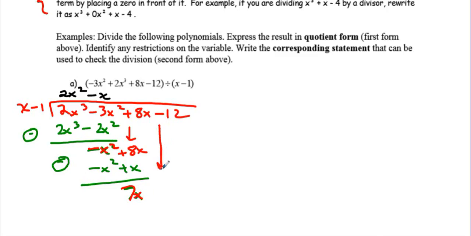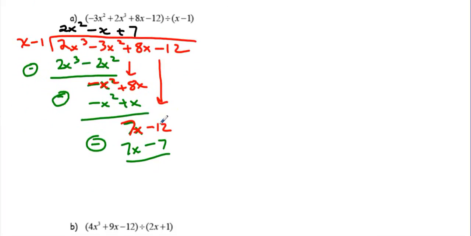I'm going to bring down that minus 12. I'm going to ask myself, what do I have to multiply x by to get 7x? Of course, you know the answer is plus 7. And so when I multiply 7 by x, I get 7x. And when I multiply 7 by negative 1, I get negative 7. I'm going to subtract one more time. And minus 12 minus minus 7 is minus 5. So the remainder up here, I can just put remainder minus 5. And so I'm going to do the quotient form.